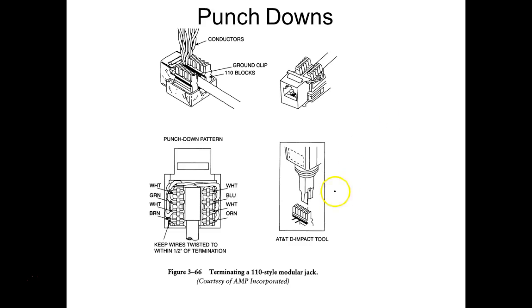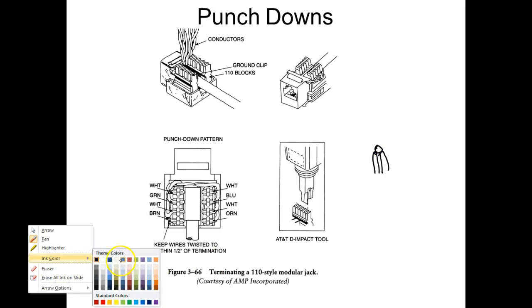Another method that we have, which is really neat, we call punch down blocks. I'll show you a demonstration of this in our next class. But basically what you do on these, you don't have to strip the wire. What they've got is two blades that come up and they're angled at the top. And what you do is you come in here and you put your insulated wire into this.